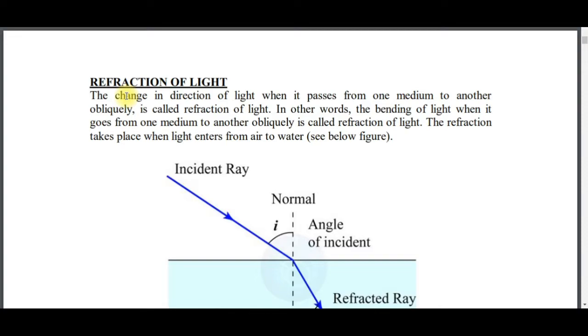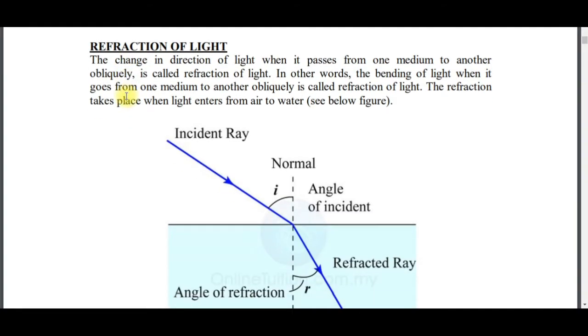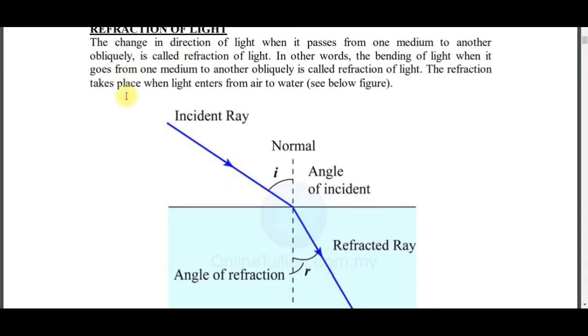We know that in one medium, light does not bend and it always travels in a straight line. But what if the light travels from one medium to another medium, suppose from air to water? What phenomenon takes place? That we are going to study now.